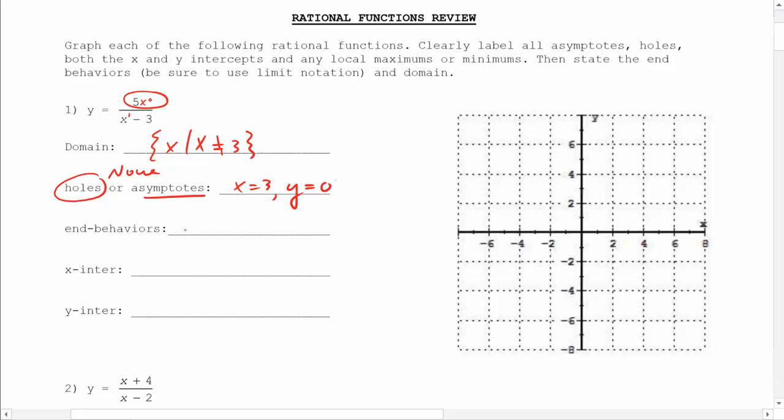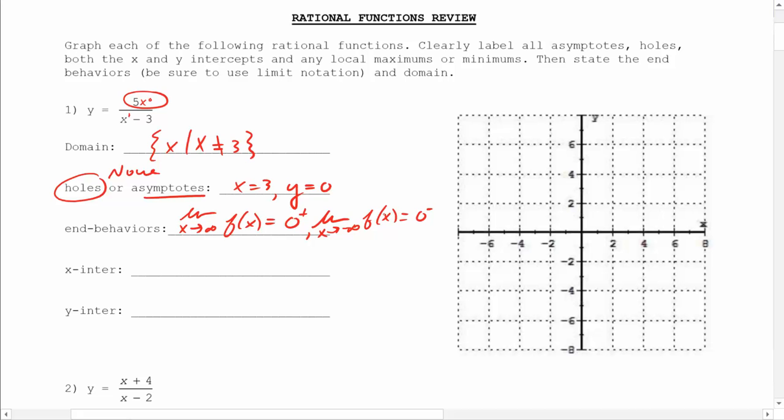End behavior. What happens as x goes to infinity and negative infinity? So the limit as x goes to infinity of f of x is what? 0. And it's 0 from the top. Yep. As x goes to infinity, f of x equals 0 from the negative. Sorry, I didn't switch it. Yep. Thank you.